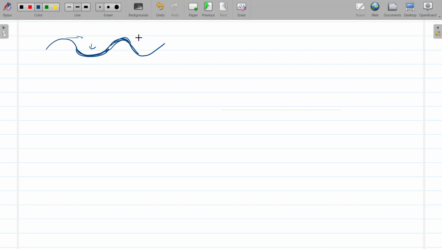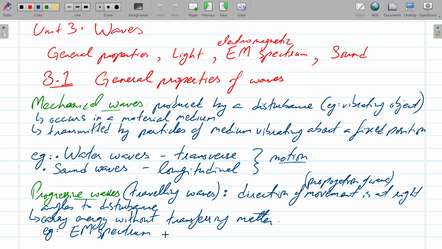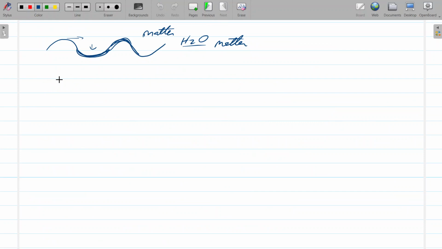And so this is a mechanical wave because it involves matter. Water is obviously H2O. It is a physical substance. It involves matter. Whereas a progressive wave is also a transverse wave, so we'll talk about that. Progressive waves, as we've talked about with the EM spectrum, are transverse, and the only difference is that they are basically energy, traveling at different speeds.